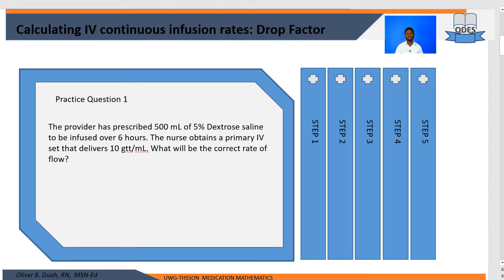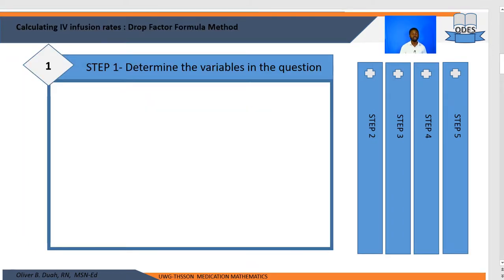The provider has prescribed 500 ml of 5% dextrose saline to be infused over 6 hours. The nurse obtains a primary IV set that delivers 10 drops per ml. What will the correct rate of flow be? And so we are going to go through 4 simple steps to do this calculation. So step 1, as always, we have to determine what variables we have in the question.